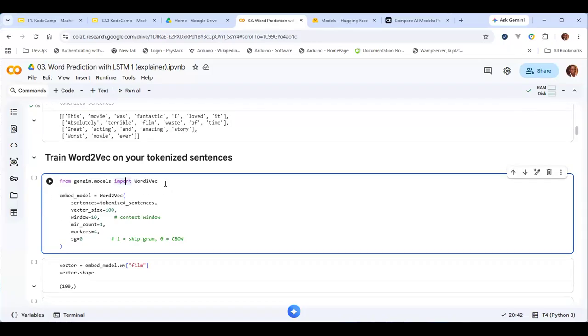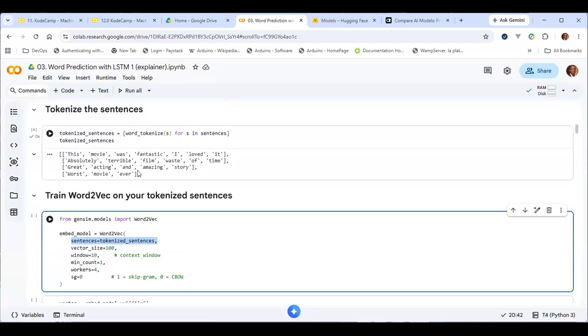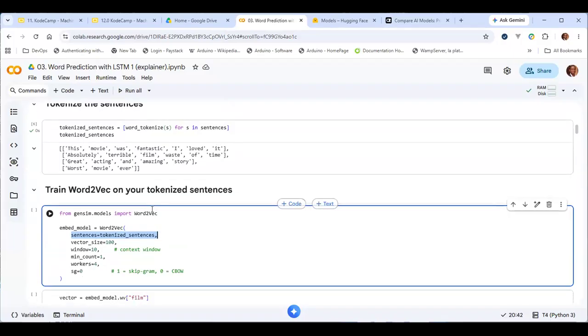So we will now get the word2vec from gensim.models, right? And we'll now use word2vec. We'll specify all the sentences, right? You can see that these sentences are all the sentences that we've tokenized. Basically 4 sentences, each made up of a list of the words in that sentence.